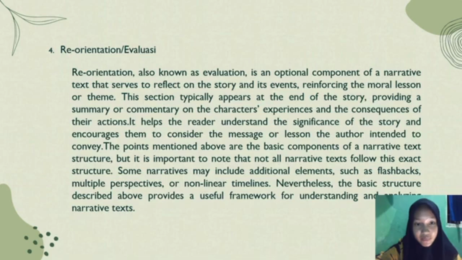It helps the reader understand the significance of the story and encourages them to consider the message or lesson the author intended to convey. But it is important to note that not all narrative texts follow this exact structure. Some narratives may include additional elements, such as flashback, multiple perspectives, or non-linear timelines. Nevertheless, the basic structure described above provides a useful framework for understanding and analyzing narrative texts.